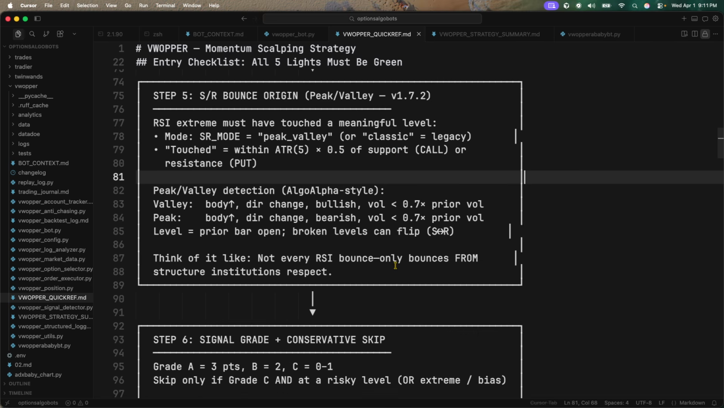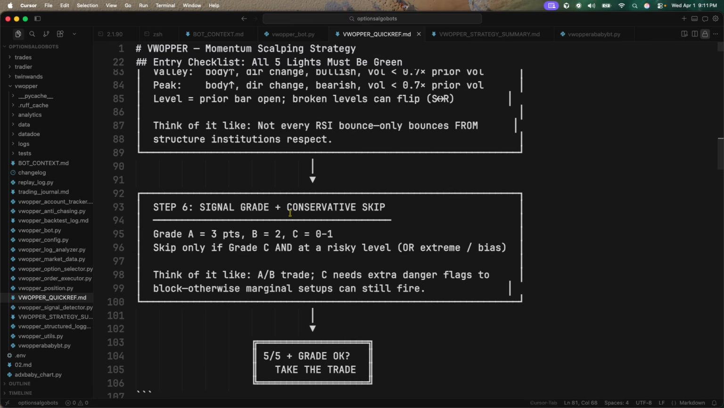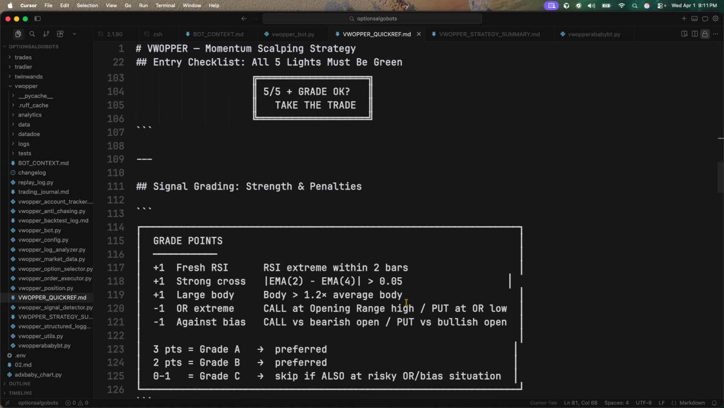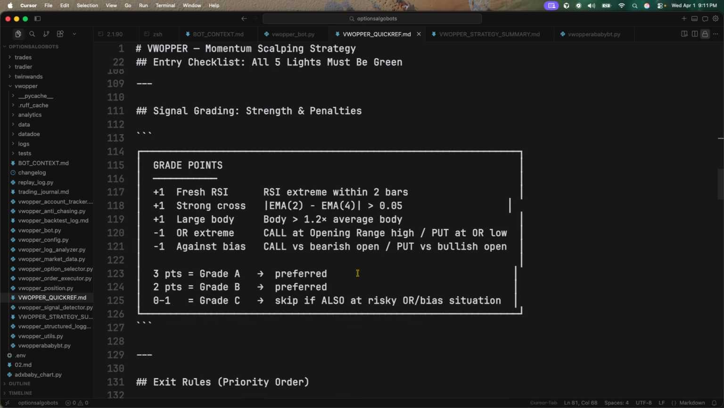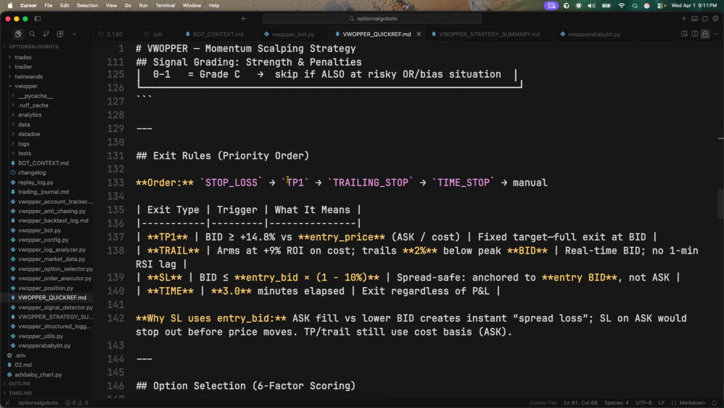So not every RSI bounce counts, only from the structure is institutional respect. And these are the grades that we're going to use in order to figure out if this is a signal we're going to take or a conservative skip, right? And this is how we break down our grades. And here are our exits.